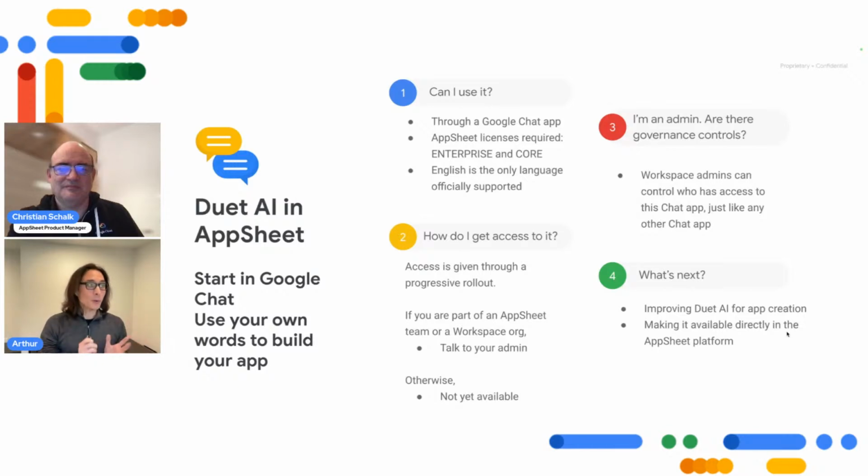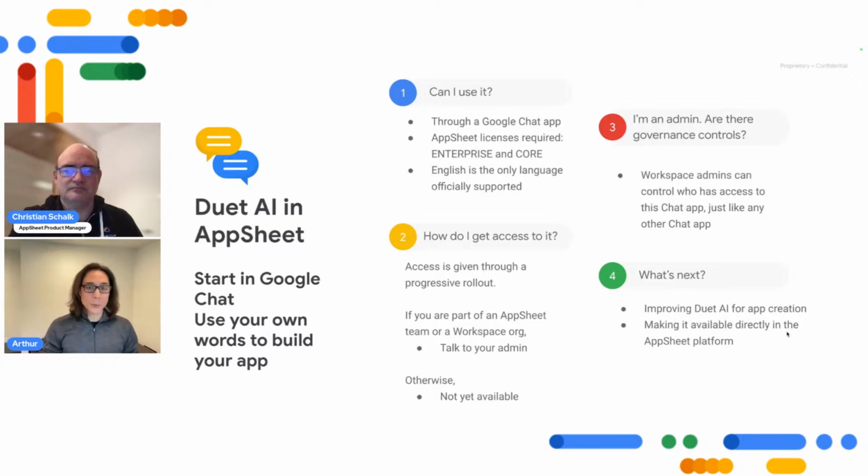So if all of this is good for you, then you're wondering, okay, how do I get access to it, right? The one thing that I mentioned a little bit earlier is that right now access is going through a progressive rollout. We didn't enable everyone at once, right? There's a number of reasons why we have to do it that way. Some of it technical, some of it because we want to refine the user experience and such things.